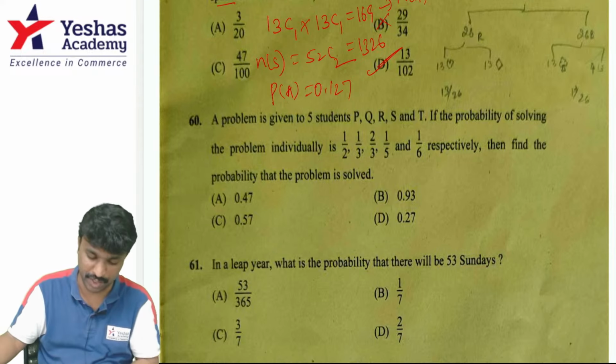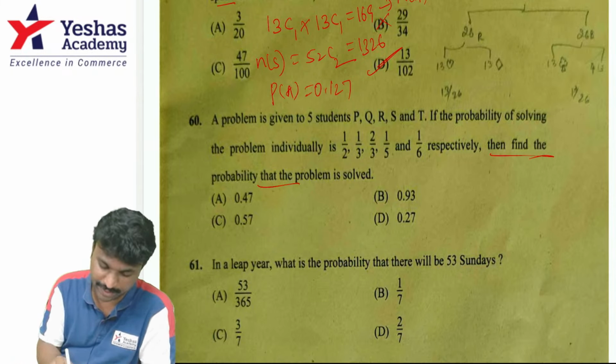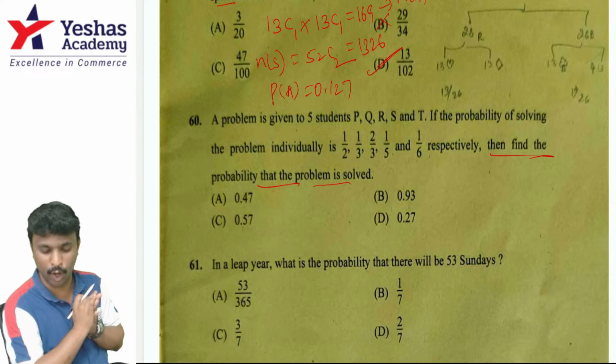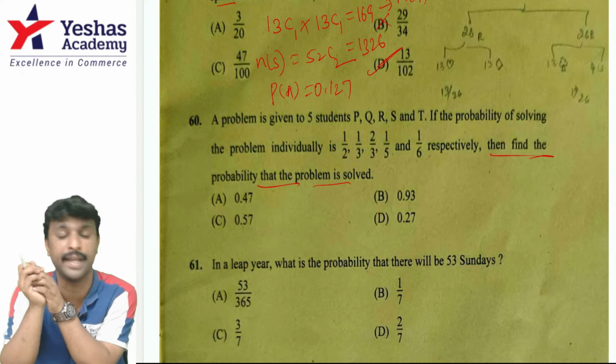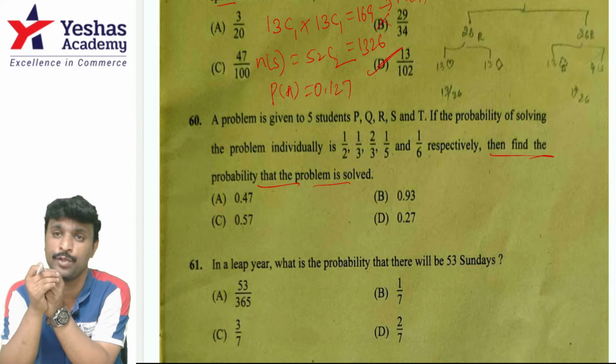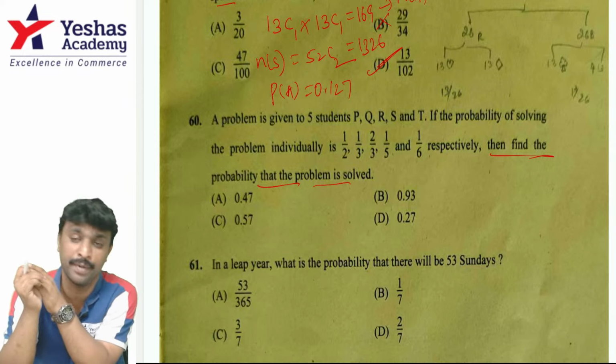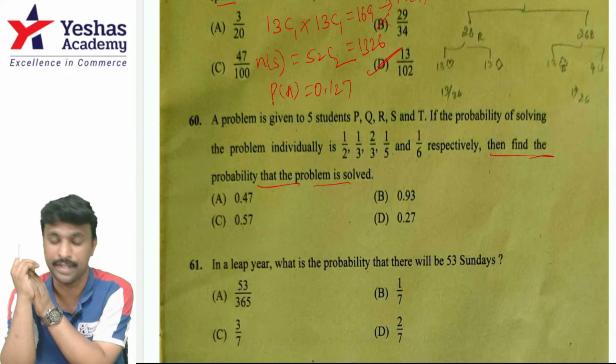Moving on to the next question, question number 60. Find the probability that the problem is solved. The problem is given to how many people? 5 people. So solving probability is definitely independent. Yes or no? If one person solves, can you say the other person cannot solve? Can you say the other person can solve? They are independent events. Yes or no?